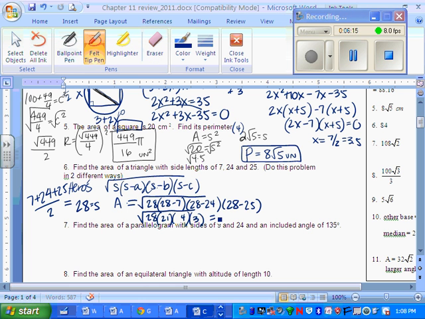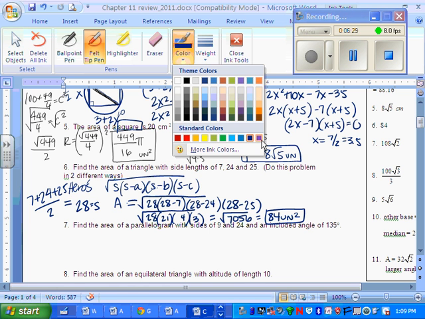Simplifying this a little bit more, I get the square root of 7,056, which calculates out to 84 units squared. Okay, the second way of doing this problem would be just base times height.